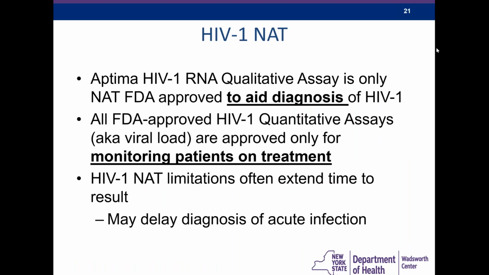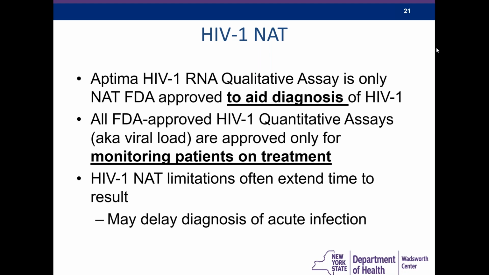Okay, and so with HIV-1 NAT, we are quite limited in what we have available to us. And the Aptima HIV-1 RNA qualitative assay is still the only NAT that is FDA approved specifically to aid in diagnosis of HIV-1. We have FDA approved HIV-1 quantitative assays, also known as the viral load tests, but so far those are only approved for monitoring patients on treatment.